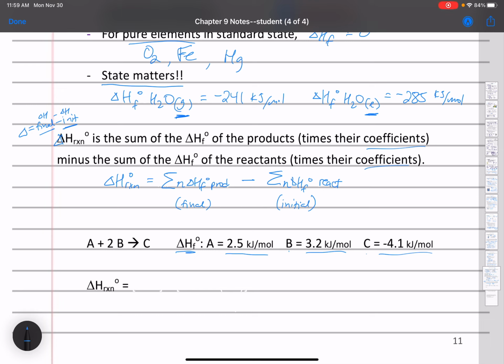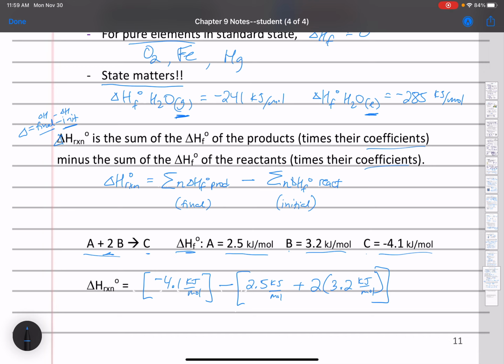So the heat of reaction would be the total heat of the products. So the product is C, so it would just be negative 4.1 kilojoules per mole, minus the sum of the heat of the reactants. The reactants are A and 2B, so A is just 2.5 kilojoules per mole, plus B, and there's a 2 coefficient in front of B, so it would be 2 times 3.2 kilojoules per mole.